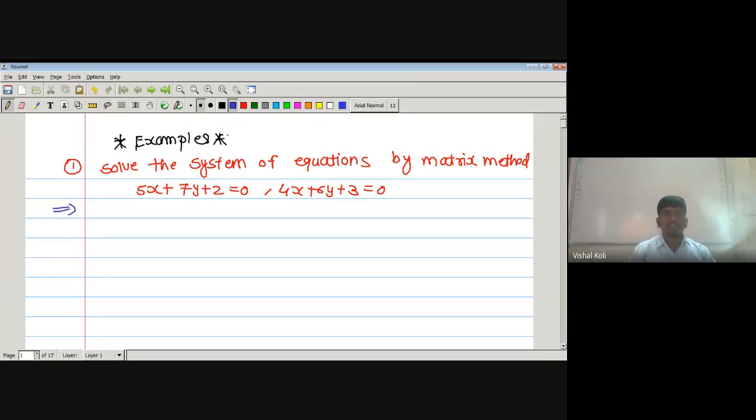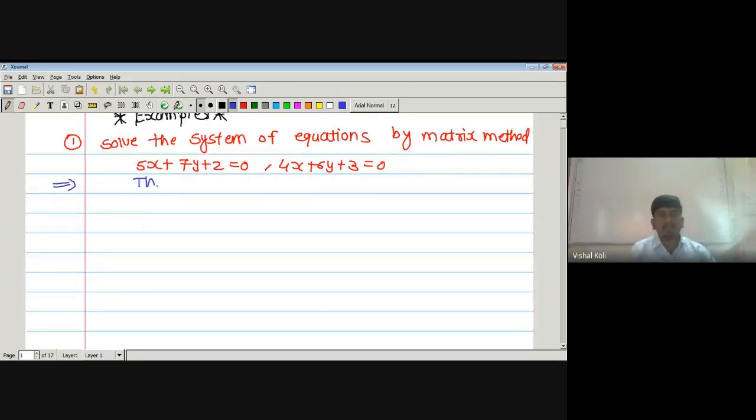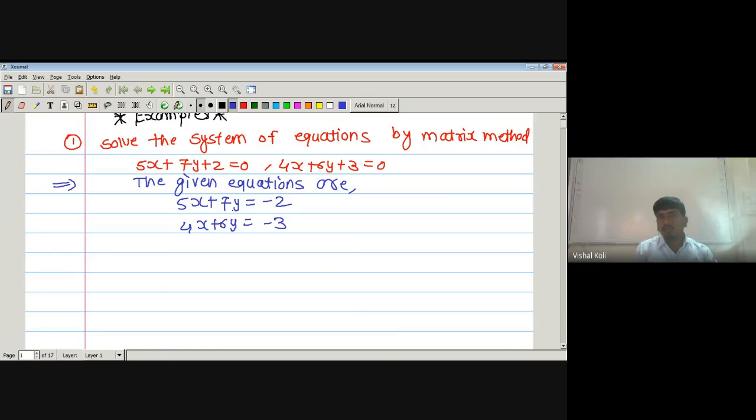See its solution. Given equations are: first one is 5x plus 7y plus 2 equal to 0. Subtracting 2 on both sides, we get 5x plus 7y equal to minus 2. Therefore this can be written as 5x plus 7y equal to minus 2, and the second one can be written as 4x plus 6y equal to minus 3.